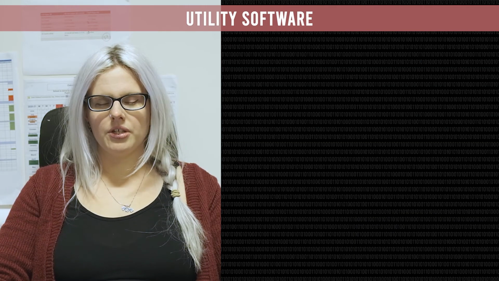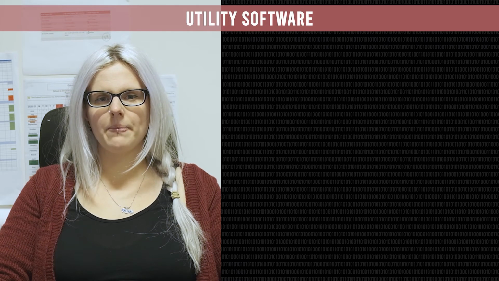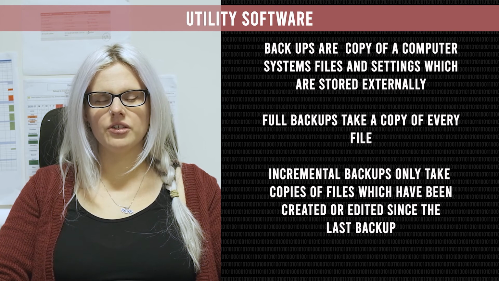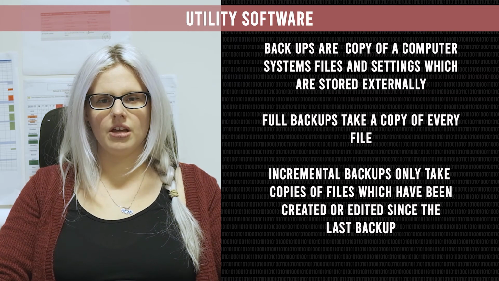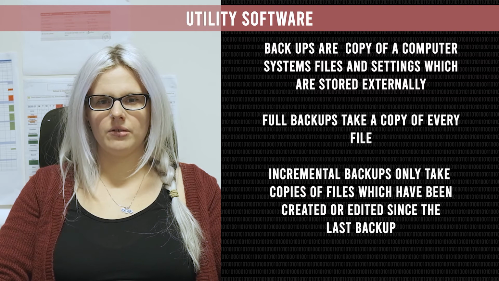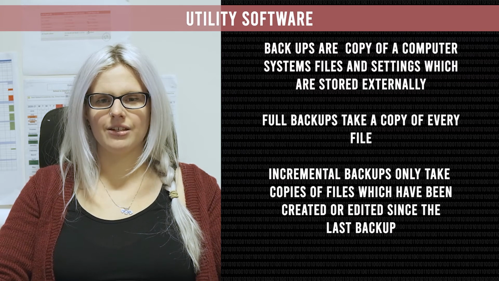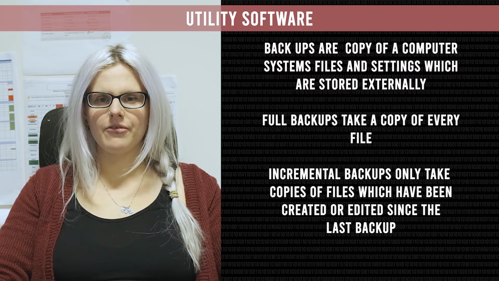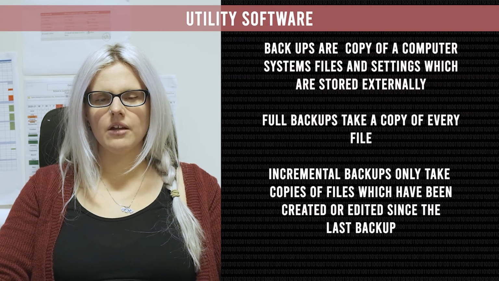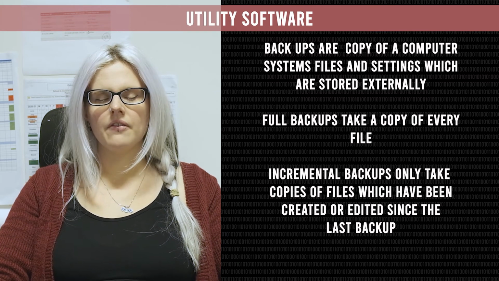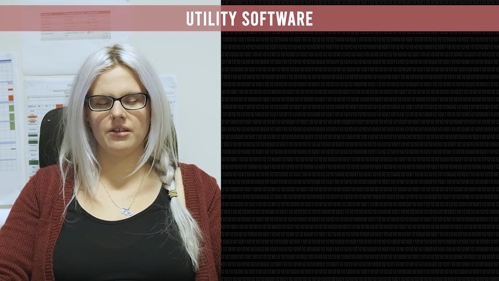There's another type of utility software that's unlikely to come up on your exam, but it's important to touch on. This is called backup. Backups are a copy of files and system settings which are stored externally. There are two ways that you can carry out a backup. The first is to do a full backup. This takes a copy of every single file on the computer system and makes a second copy of it. The other type of backup is incremental backups. Incremental backups will make a copy of any files that have been created or changed since the last time a backup was created.